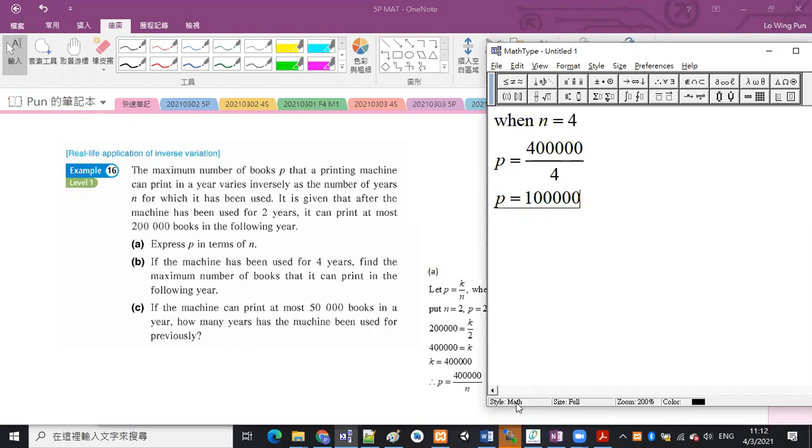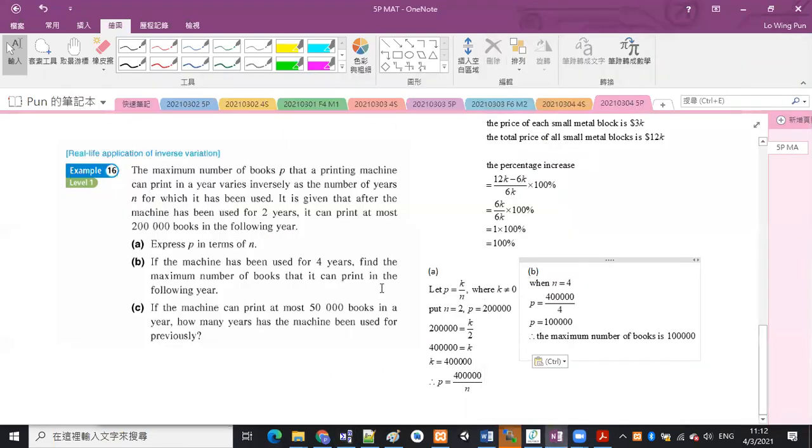Okay, but please write down the conclusion. Okay, the question did not ask you to find the value of P, but asked you to find the maximum number of books. Just write, therefore, the maximum number of books is 100,000. So that is the answer of part B. Is that okay? Then part C.